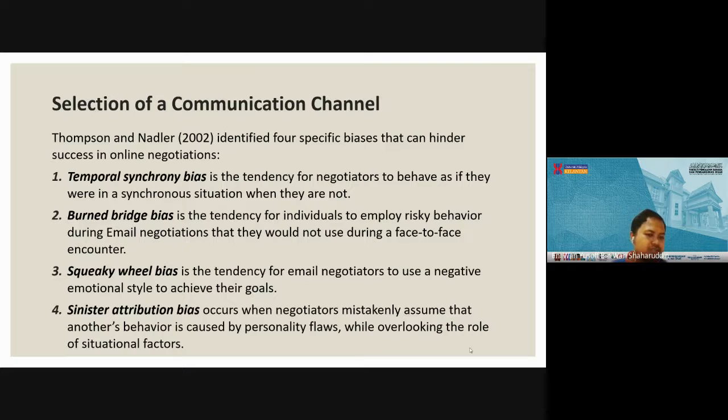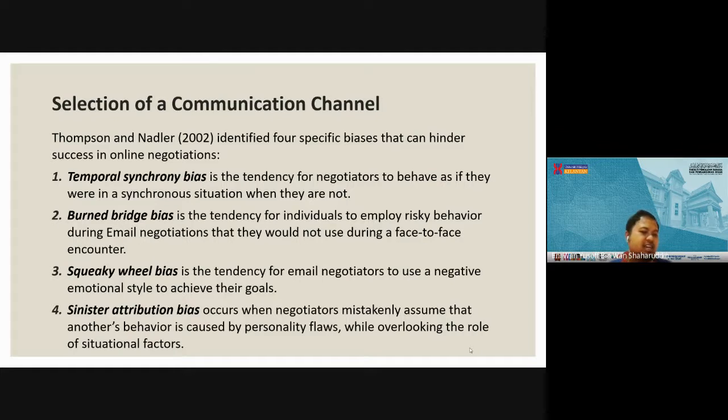Squeaky wheel bias is the tendency for email negotiators to use a negative emotional style to achieve their goals. For example, being unethical. I'm not saying bad things, but sometimes you are saying, for example, if you're selling your condominium, you will say, oh, this is the last lot. If you don't take this, someone else will. I already have one or two buyers on my waiting list. So I don't mind if I lose you. So these are some of the negative emotional styles used to attract the other party.